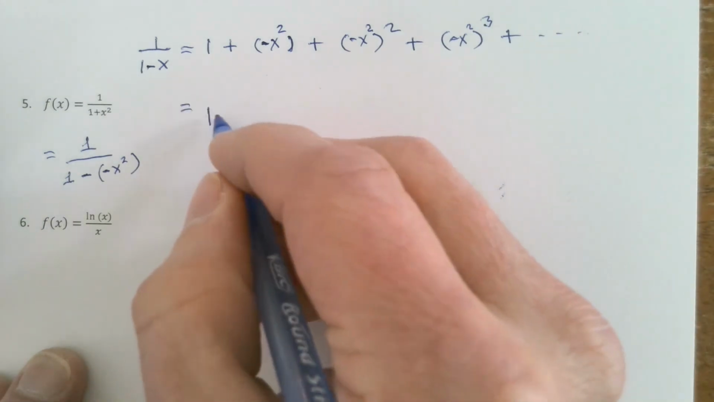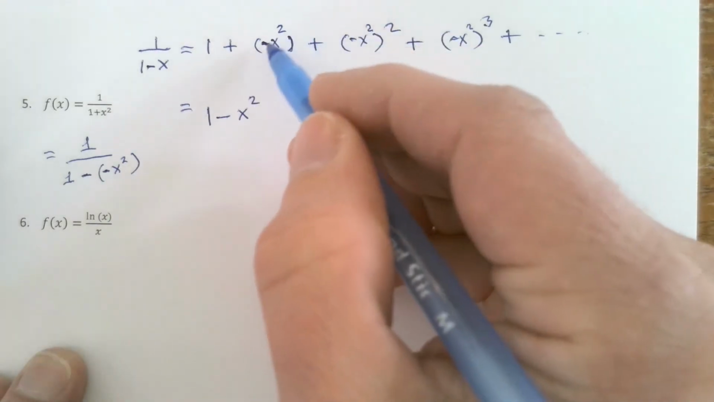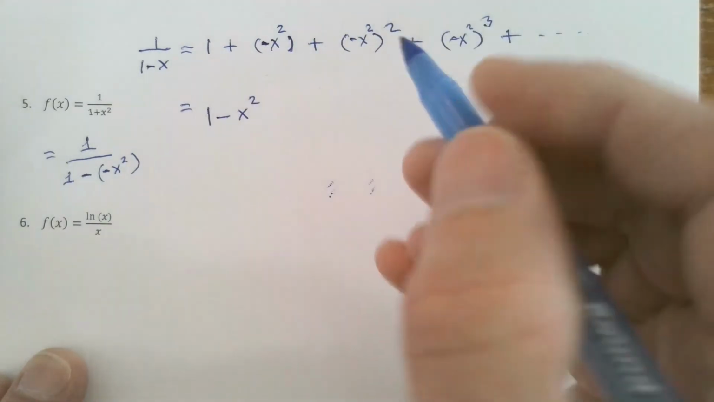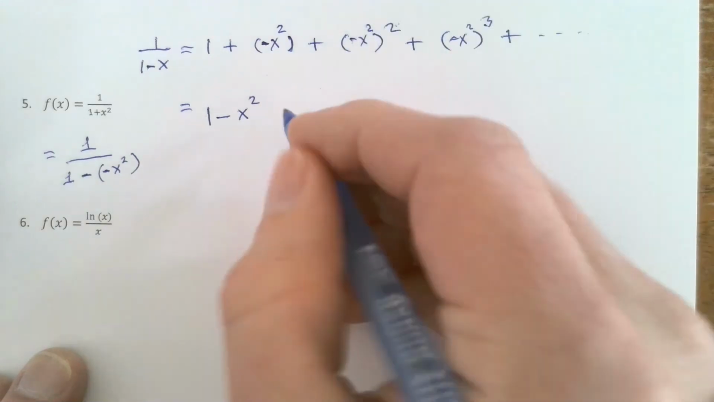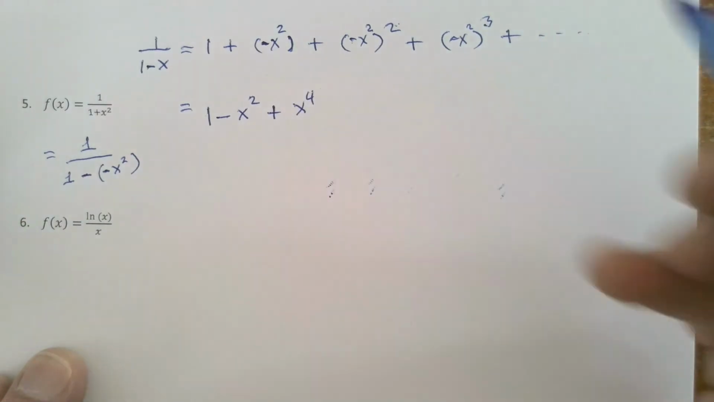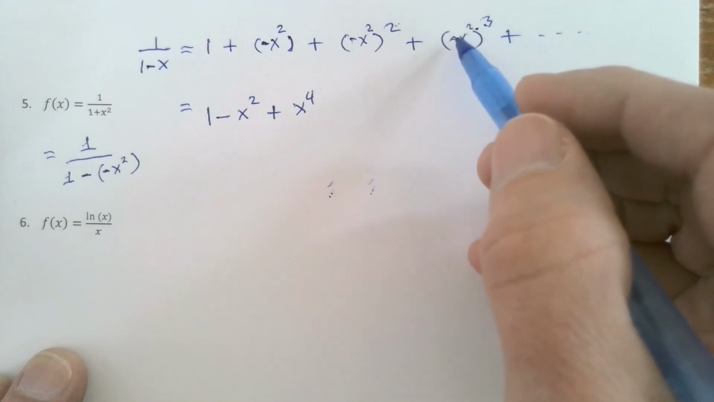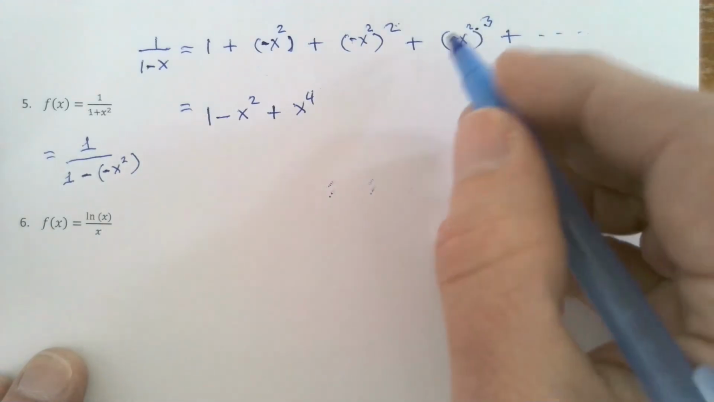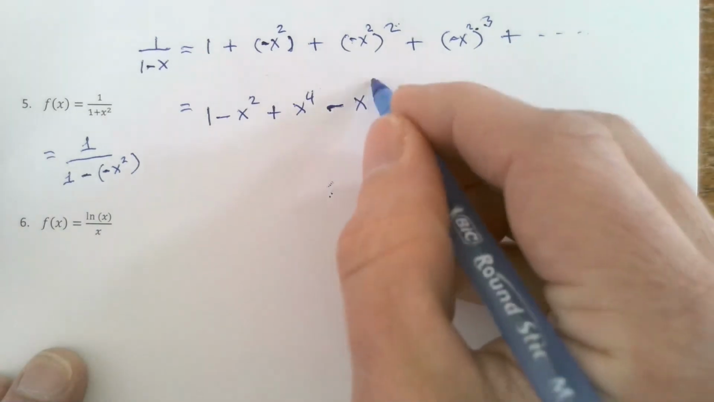So this is 1 minus x squared. It's minus because you're not squaring the negative. But here it's going to be plus because you are squaring this negative, and 2 times 2 is 4. So you'll have x to the 4th. Okay, on this one you're taking a third power of something that's negative. That square doesn't apply to the negative. So the negative will appear. You'll have minus, and you'll have x to the 6th.